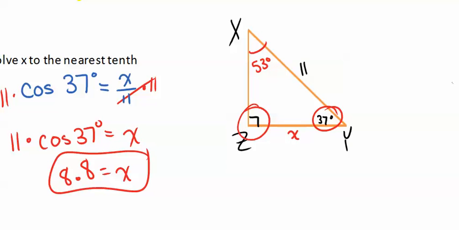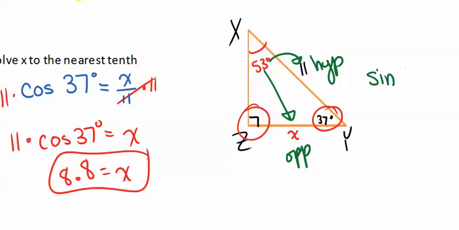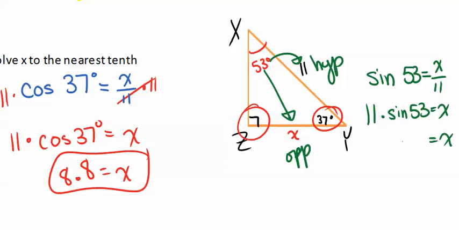You can say that x is the opposite, while 11 is the hypotenuse. And what uses opposite and hypotenuse? It's sine. So you do sine of the angle, which is 53 degrees, equals x over 11, multiply by 11. Again, using your calculator, you'll get the same answer.